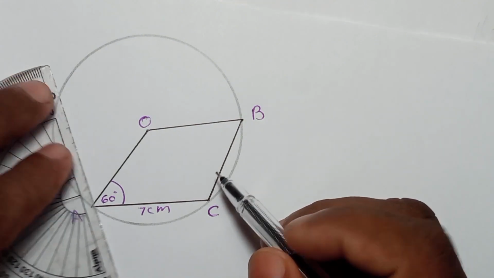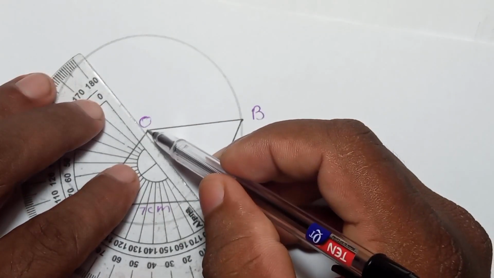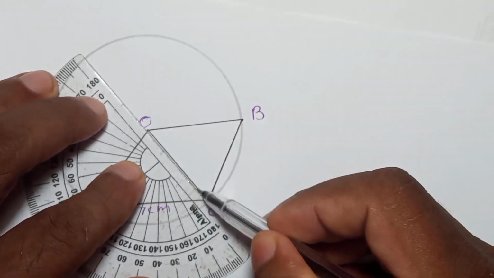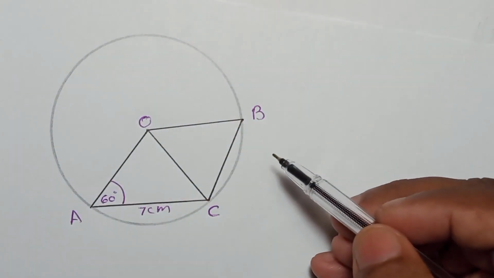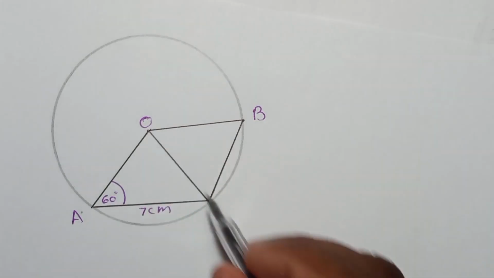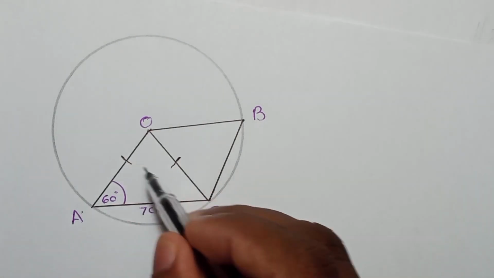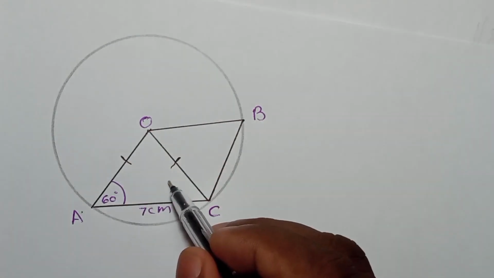Here you can join this O and C. O and C I will join, do a construction like this. Now if you look very carefully, these two are equal, OA and OC are equal, right? Because they are radii of the same circle.